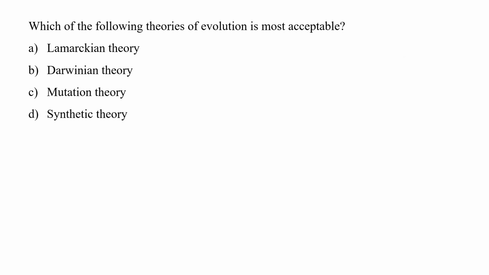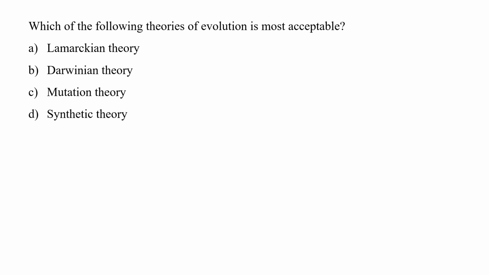The question is, which one of the following theories of evolution is most acceptable? A. Lamarckian theory, B. Darwinian theory, C. Mutation theory, and D. Synthetic theory. So the modern synthetic theory, that is Neo-Darwinism, is an extension of Darwinism. It is a combination of mutation and natural selection, and also population genetics.